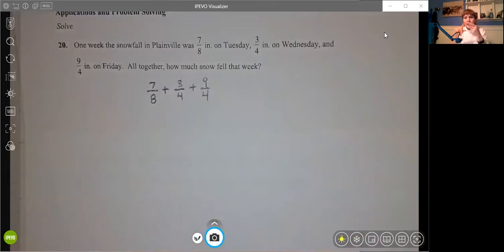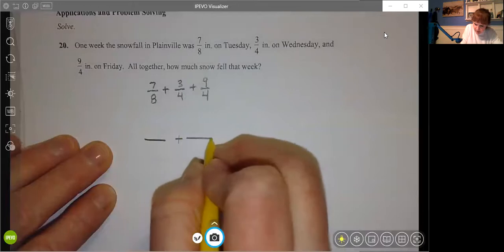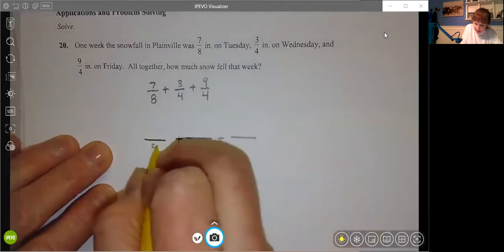So what will 8, 4, and 4 all go into? And what will be the smallest number? When you find the smallest, the least common denominator, you don't have to reduce so much at the end. Well, they all go into 8. So I'm going to change them all to an 8.